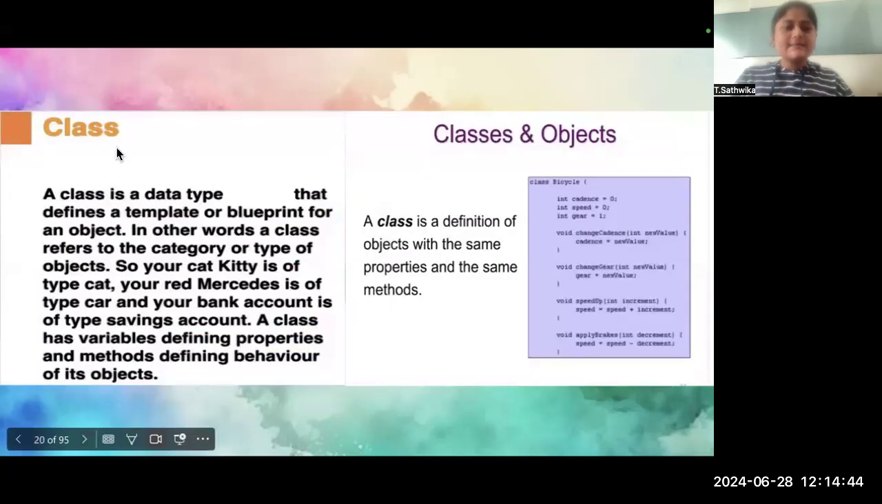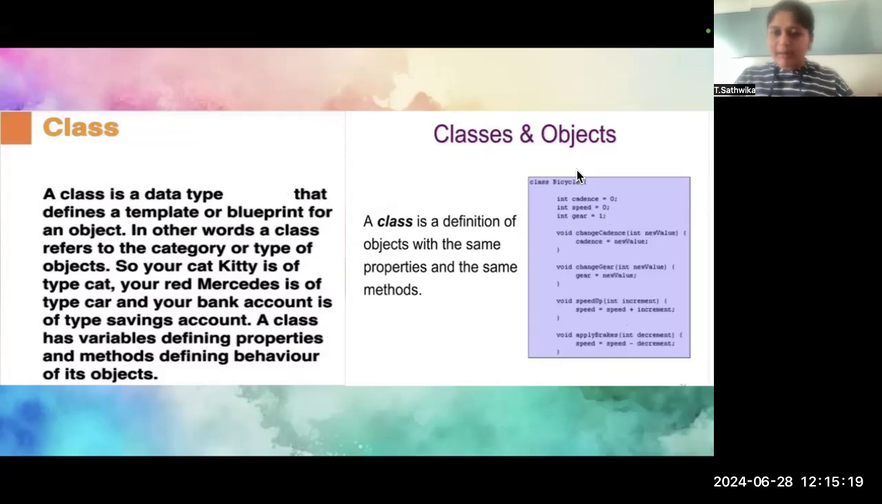Now, a class is a data type that defines a template or a blueprint of an object. In other words, a class refers to the category or type of objects. Your cat Kitty, for example, is a type of cat, and your red Mercedes is a type of car. Your bank account is of the type savings account. A class has variables defining properties and methods defining the behavior of its objects. So a class is a definition of objects with the same properties and the same methods.